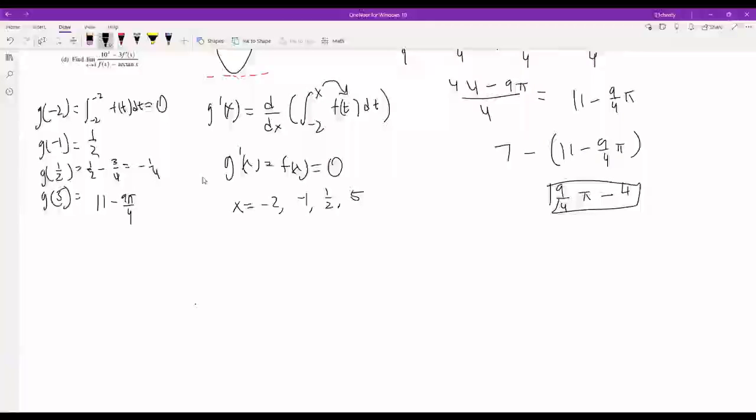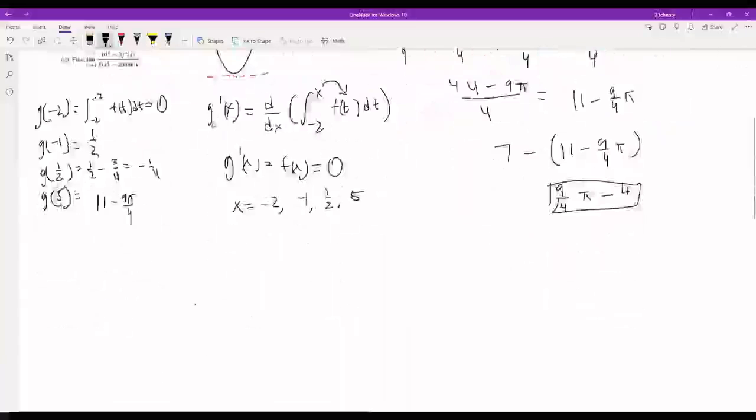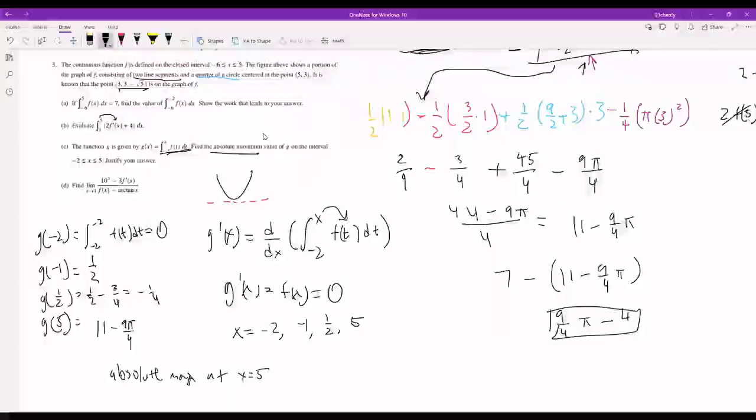So obviously that one's the biggest. And just visually, you can tell that the blue is far greater than the yellow or the red. So this is definitely the biggest. The maximum is at x equals 5. And then I guess we have to justify. So basically just what I explained is that the justification is we can take the derivative, set that equal to 0, test all the values, find the highest one, and that happens to be at 5.